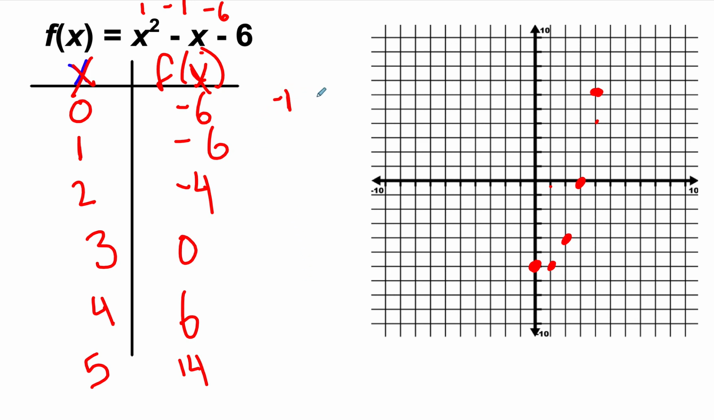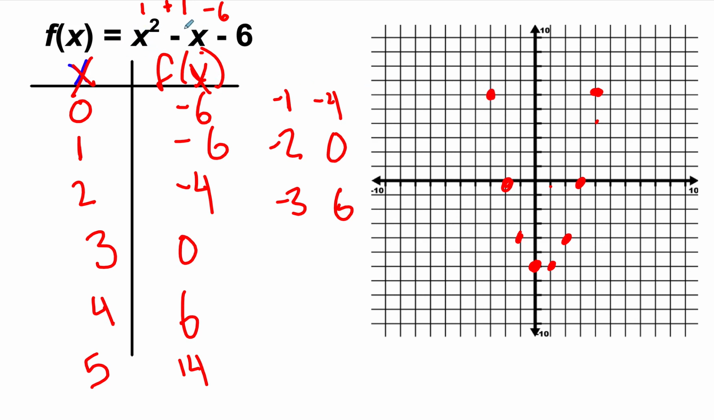So now I go to my -1. Okay, -1 squared is 1, minus -1 is like adding 1, so it's 2. And 2 minus 6 is -4. Interesting. Now, I have -2. -2 squared is 4. Minus -2 is 6. Minus 6 is 0. Now I've got -3. -3 squared is 9. 9 minus negative 3 is 12. 12 minus 6 is 6.